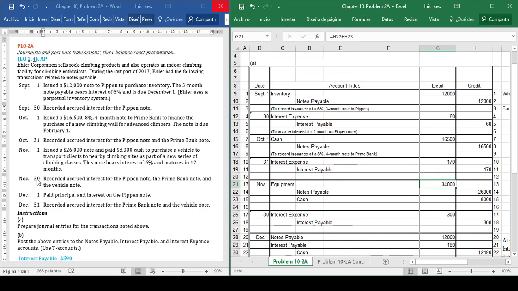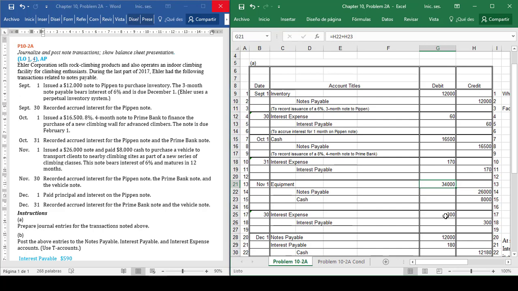On November 30th, record accrued interest for the Piken note, the Prime Bank note, and the vehicle note. All three notes. So November 30th, interest expense, interest payable, like all the other transactions.